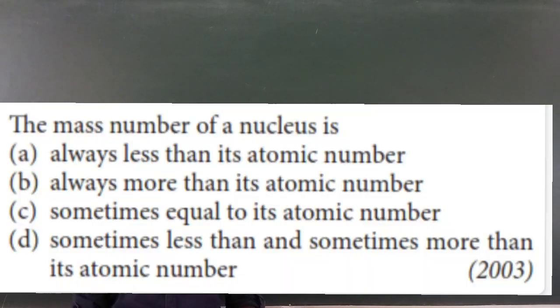So first question: the mass number of a nucleus is, first option, always less than its atomic number; second option, always more than its atomic number; third option, sometimes equal to its atomic number; and last option, sometimes less than and sometimes more than its atomic number. Which is the correct option we have to find. See here.